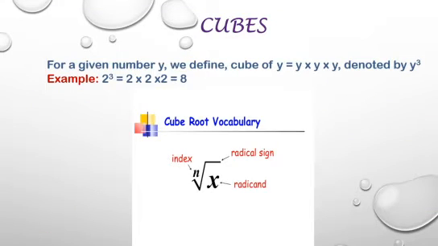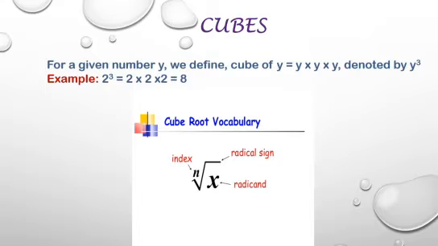Cubes. For a given number y, we define the cube of y as y into y into y, and it is denoted by y cube. Suppose we want to find the cube of 2. We will write 2 into 2 into 2, that is 8. So the cube of 2 is 8.